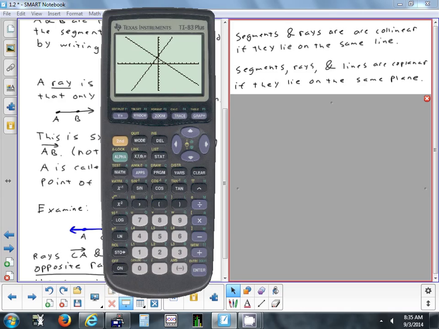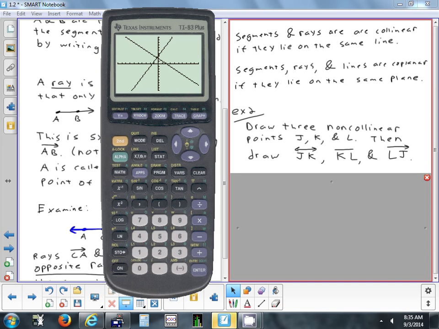Now, if I started to do 3D graphing, and I had one line here and another line coming out of the board, those wouldn't be coplanar anymore. Okay, coplanar, anything drawn in 2 dimensions is automatically coplanar. 3D can mess that up.